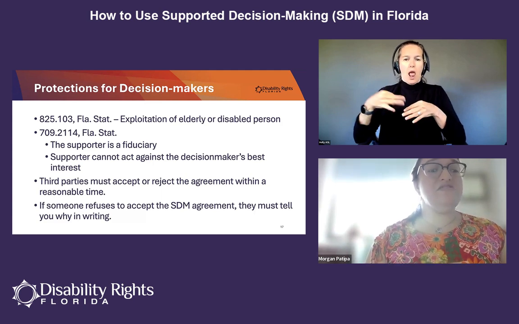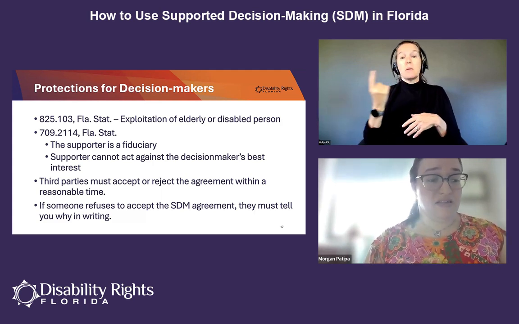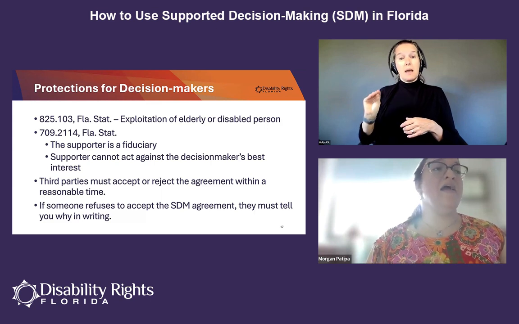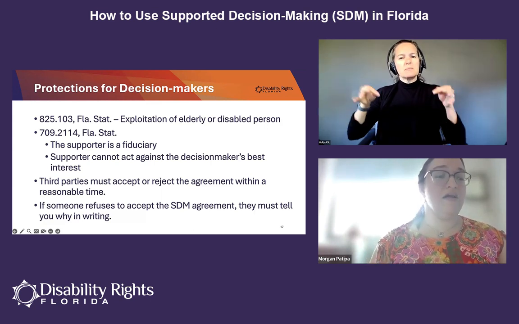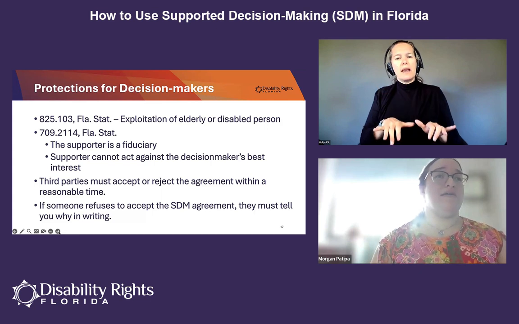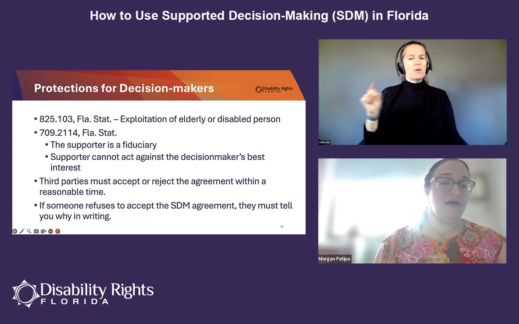And if someone refuses to accept the SDM agreement, they must explain to you why in writing, right? So they can't just say, no, we're not going to accept it. They have to explain why in writing.